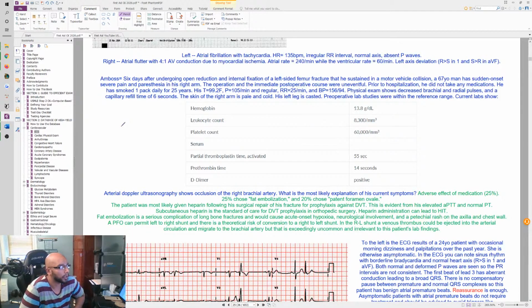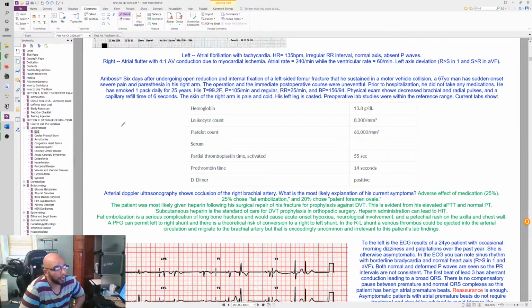Temperature is 99.2, pulse is 105 and regular, respiratory rate is 25, and blood pressure is high. Physical exam shows decreased brachial and radial pulses, and a capillary refill time of 6 seconds. The skin of the right arm is pale and cold, his left leg is casted. Pre-operative lab studies were within the reference range, but now his lab studies show hemoglobin of 13.8, leukocyte count of 8,300, platelet count is 60,000. His partial thromboplastin time, PTT, is 55, which is bad. Prothrombin time is 14, and D dimers are positive. Arterial Doppler ultrasonography shows occlusion of the right brachial artery. What is the most likely explanation of his current symptoms?